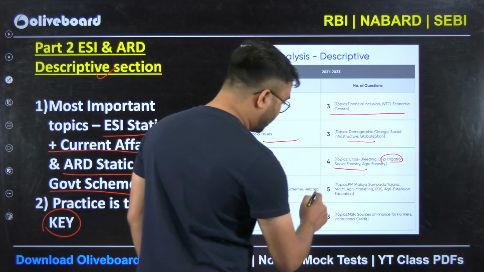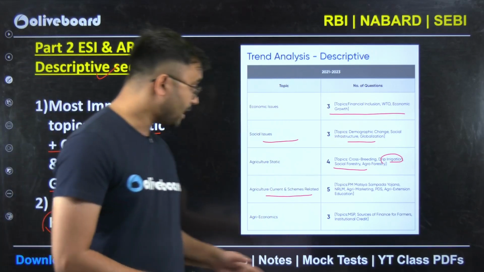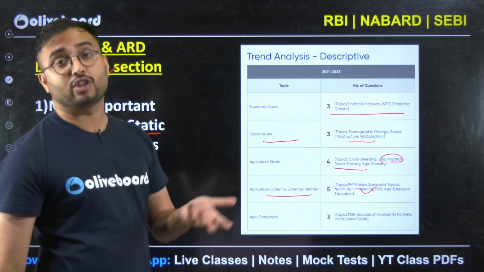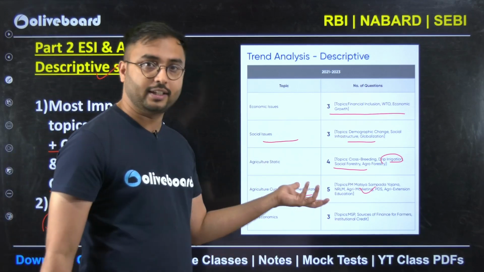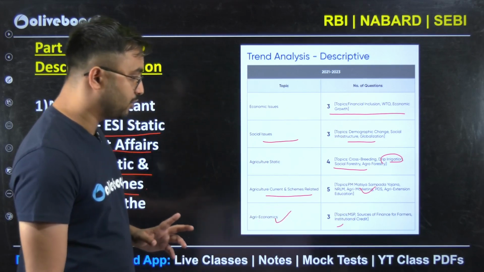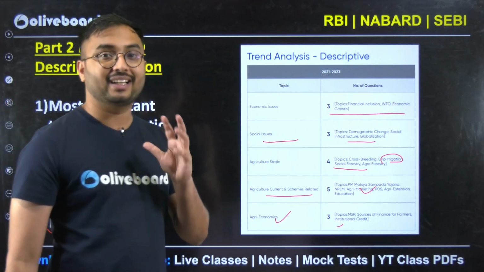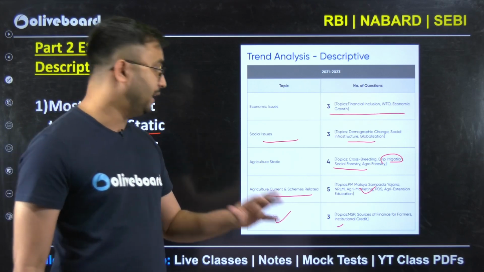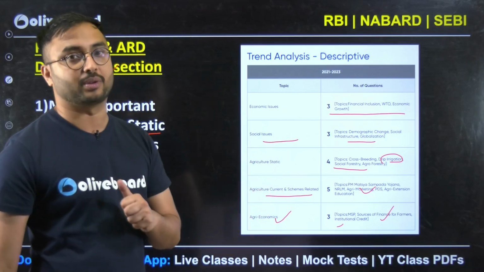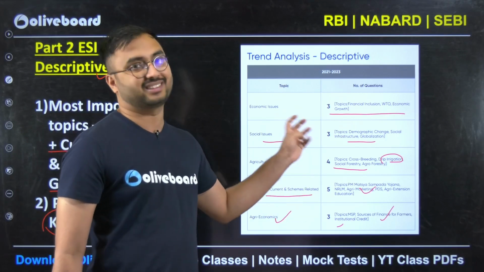And then agriculture current affairs and scheme related. For example, Matsya Sampada Yojana was asked for 15 marks. Agri marketing, PDS related schemes, MSP related schemes, extension education related questions. Then agri economics, one question was also asked on the formal or organized ways of financing for farmers, or institutional credit opportunities for farmers. So these are some of the topics which always repeat. These are all topics picked up from the last 3 years.